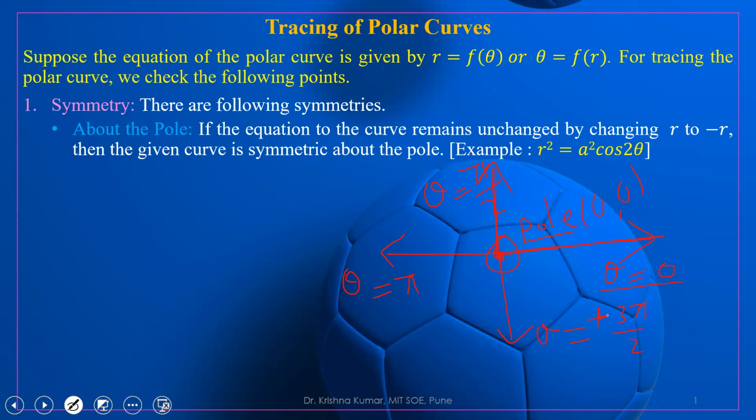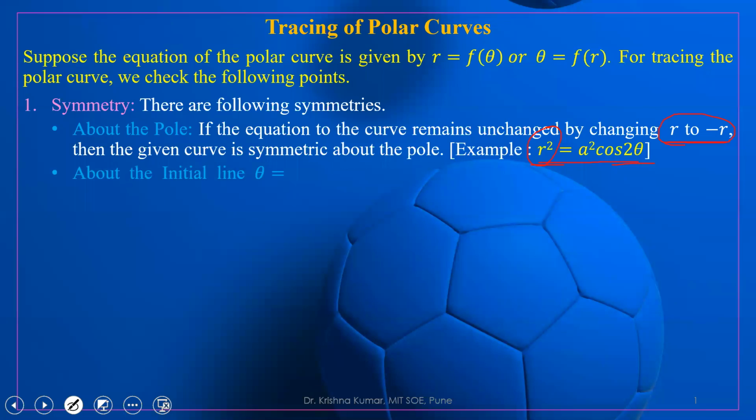So if you want to check the symmetry of a polar curve, the first thing is about the pole. About the pole means what? If we replace r by minus r, because in a polar curve r and theta will be given, and there is no change in the given equation, then we say that the curve is symmetric about the pole. Clearly, if the power of r is even, then the curve will be symmetric about the pole.